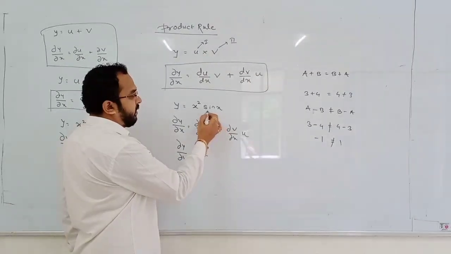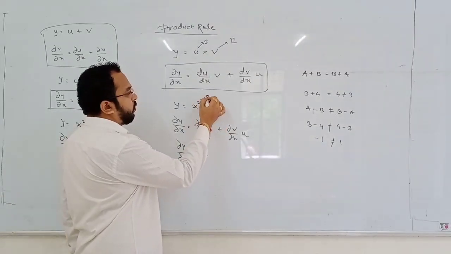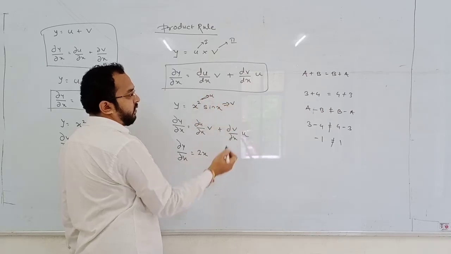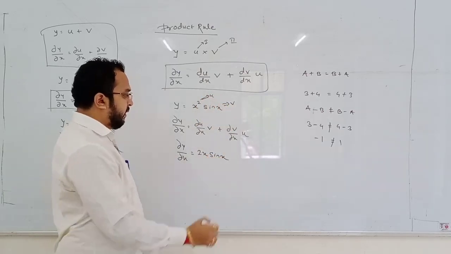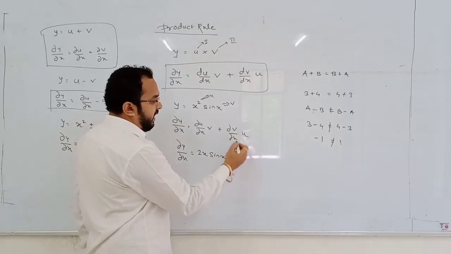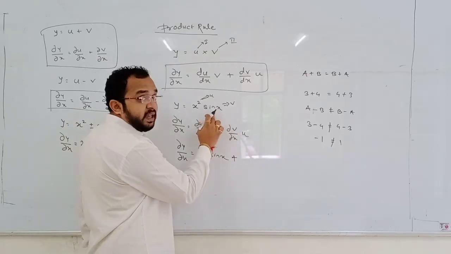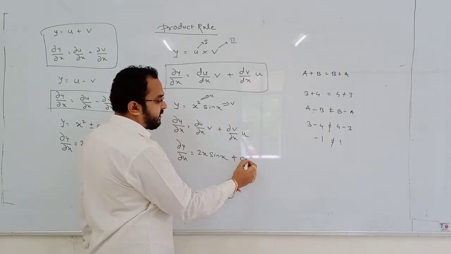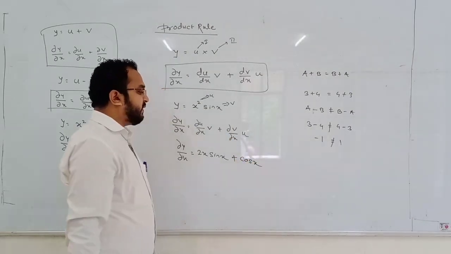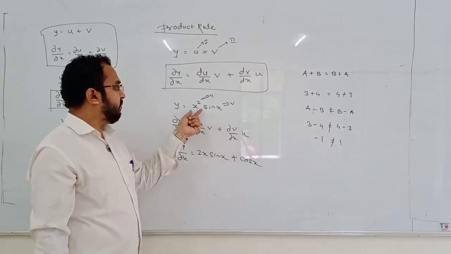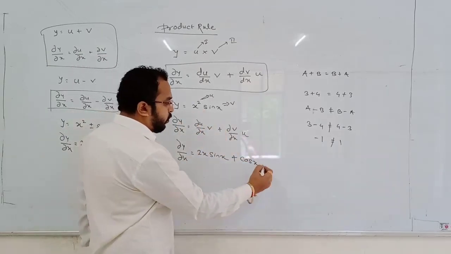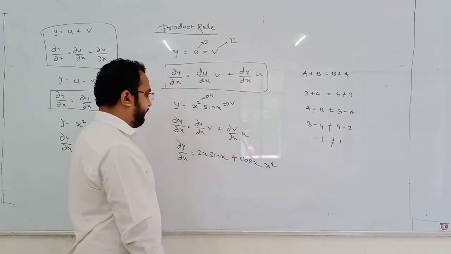What is the second term? This is u and this is v. So v as it is, this sin x. Next time dv by dx, that means differentiation of second. Differentiation of sin x is cos x. And first term as it is. What is the first term? x square, that is u. x square.